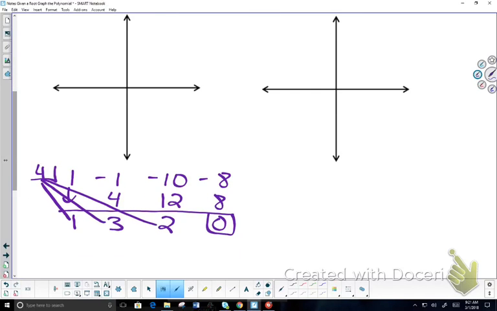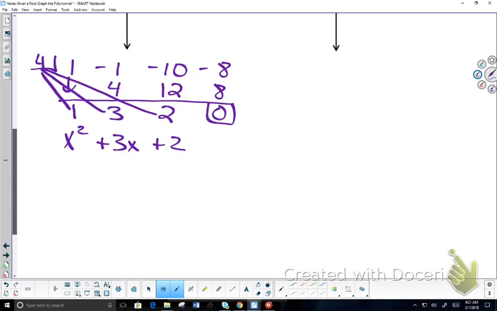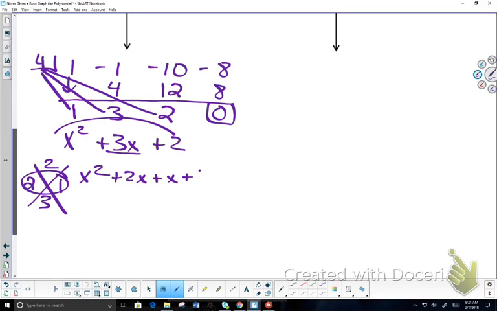Now what you'll notice is we started off with a cubic, but now we have a quadratic, x squared plus 3x plus 2. So at this point, we can step back and we can go ahead and factor it. We got 1 times 2 goes on top, 3 goes on the bottom. So we need two numbers that multiply to give us 2 and combine to give us 3. So we could go with 2 and 1. So I got x squared. These two numbers will replace my middle term, plus 2x plus x plus 2.